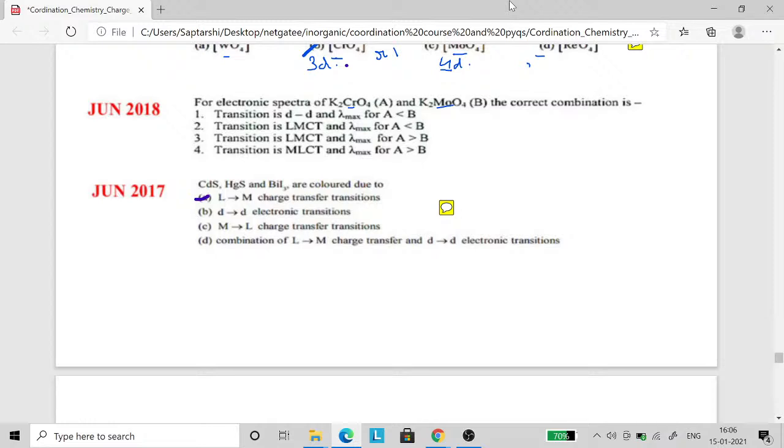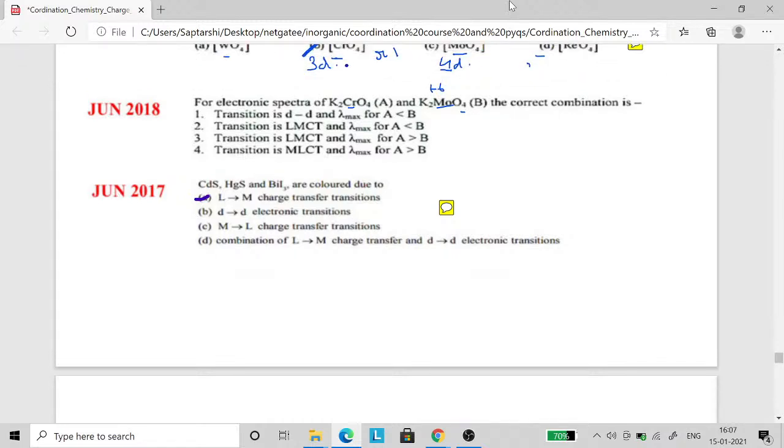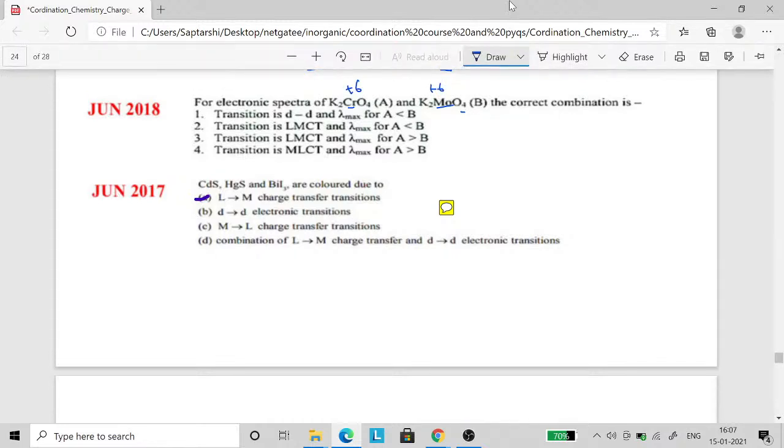And we know as a fact that this has to be LMCT, because oxygen is a donor ligand, and because it's a neutral compound and K is +1 each, the metal has to be +6 for both of these. So this has to be LMCT. We can cancel these two options very easily, and we just have to compare the lambda max. So we just see the procedure of how it's done, right?